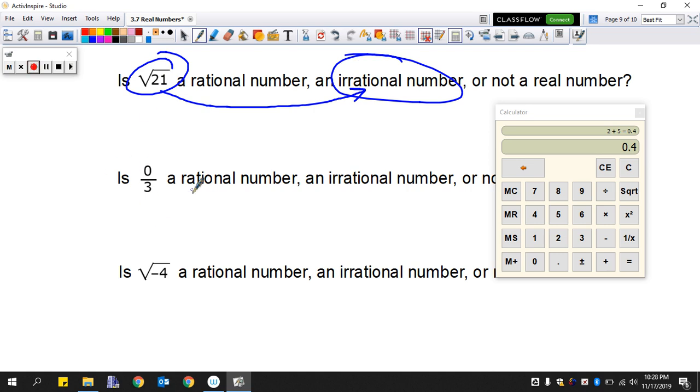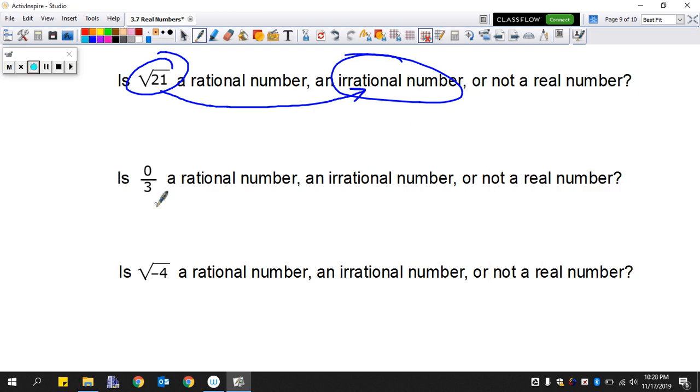0 over 3. Okay, 0 divided by 3 is simply 0. Okay, so 0 is a rational number. Not only is it a rational number, but it would also be an integer. Okay, it's also an integer, and it is a whole number. Okay, because remember whole numbers are numbers including 0.